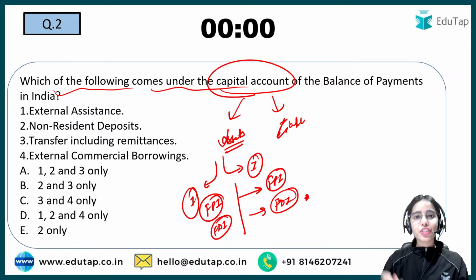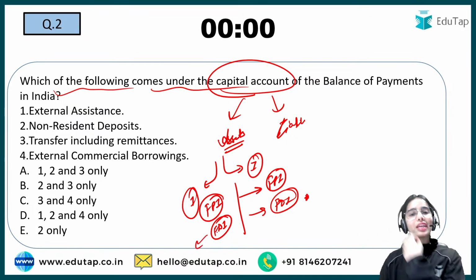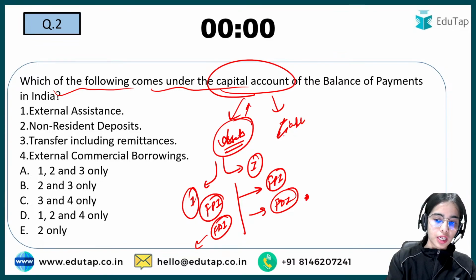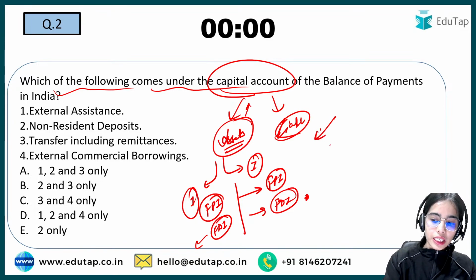Similarly, Standard Chartered Bank, a bank of the UK, has its subsidiary in our country. So we are investing outside the country, and investors from other countries are investing in our country. So all of this is included in the capital account. The liabilities: we are taking loans, we are giving loans.